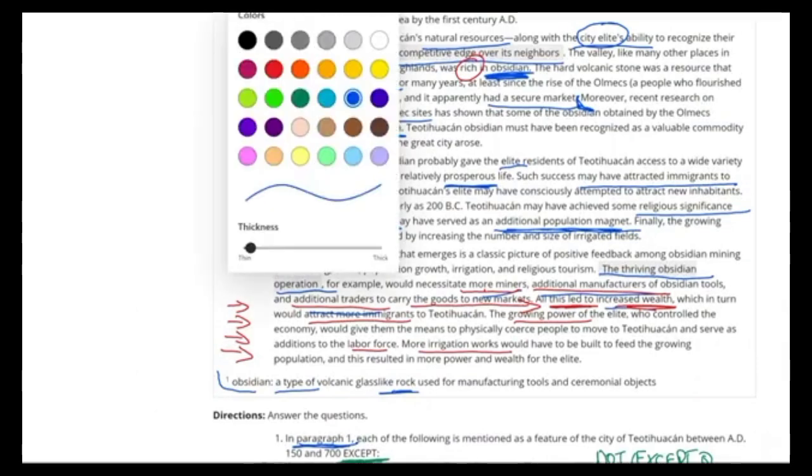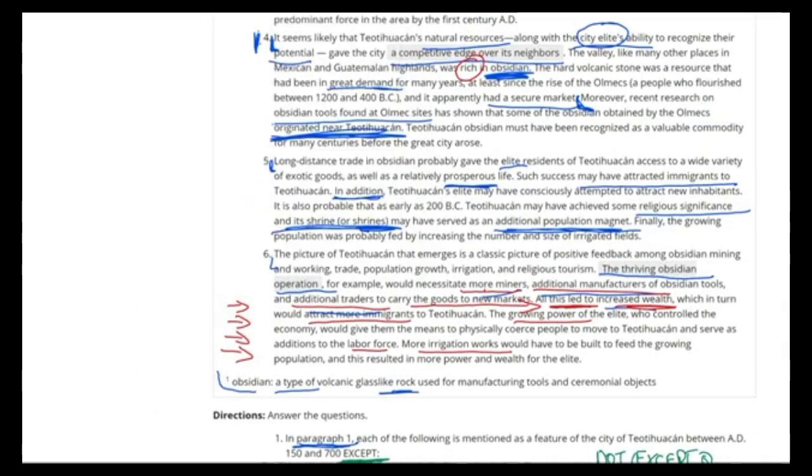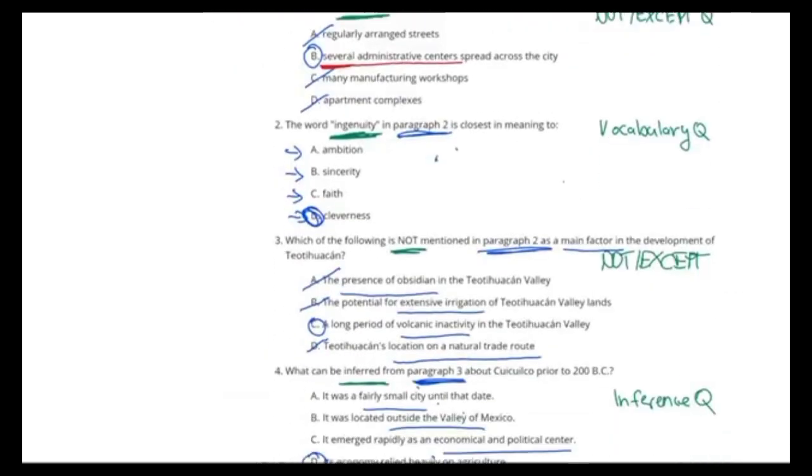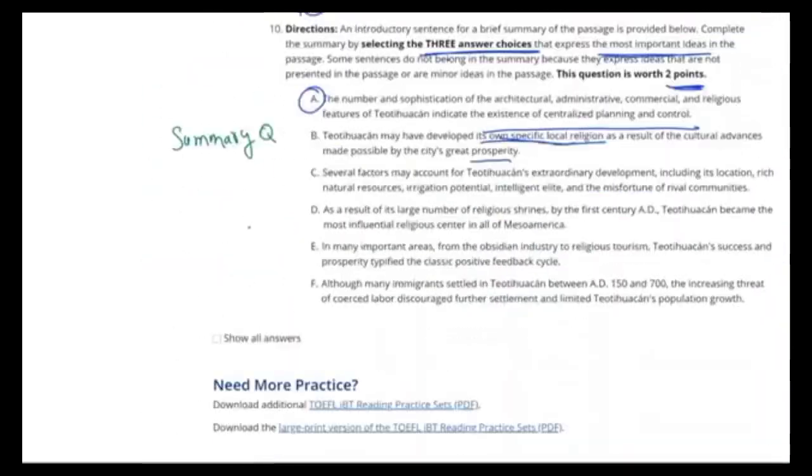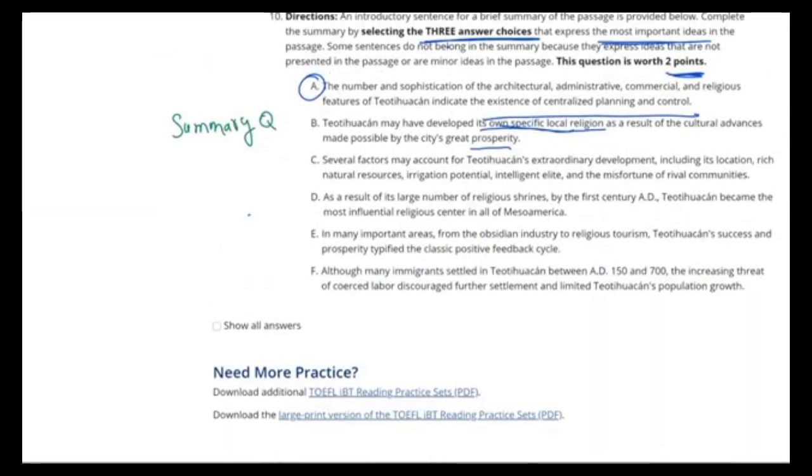As you can see here, let's choose again yellow. They talked about religious tourism here, okay? And they talked about religious significance and shrines, but they didn't talk about people developing an own religion. This is not a central idea of the text, so we will not take B. We will go on with C.